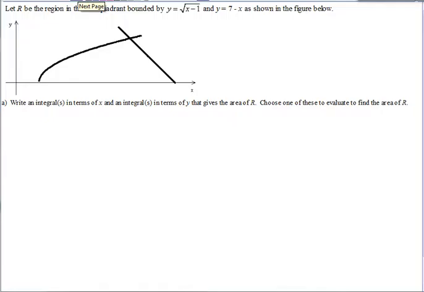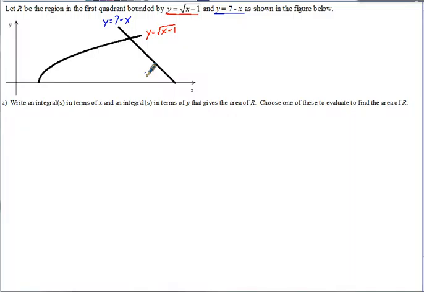So on this first example, it says let R be the region in the first quadrant bounded by y equals the square root of x minus 1, which you can see is this graph right here, and y equals 7 minus x, which is that graph right there, as shown in the figure below. So it's in the first quadrant bounded by these two. Then we're asked to write an integral in terms of x and an integral or integrals in terms of y that gives the area of R, and choose one of these to evaluate to find the area of R. So let's start with what we're used to here.